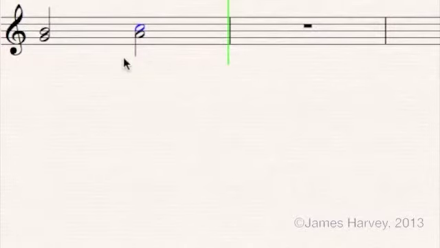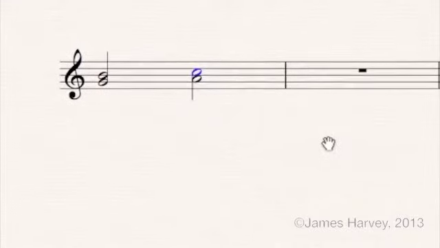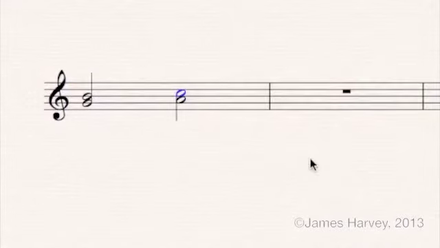Now, it's a little bit difficult just to hear these out of context, to hear these qualities, but there is a difference between these two. There's definitely a different characteristic. There's the bright and dark, happy, sad, however you want to refer to them.